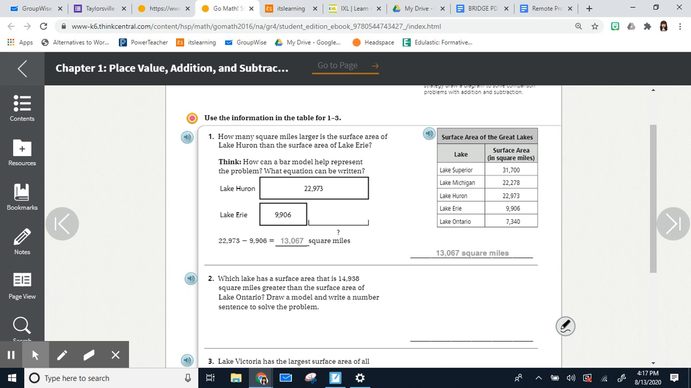So it's asking about Lake Ontario. So I gotta find it on my table, and the number directly next to it is the number that you want. Okay, but make sure that you're labeling using square miles. That's what we're looking for.